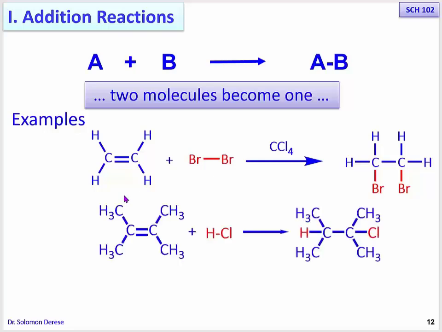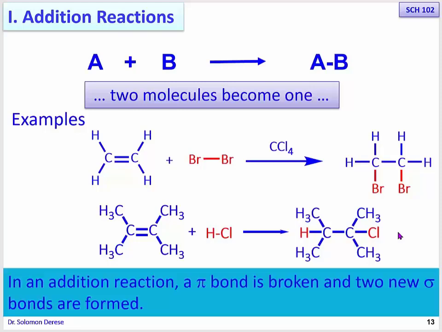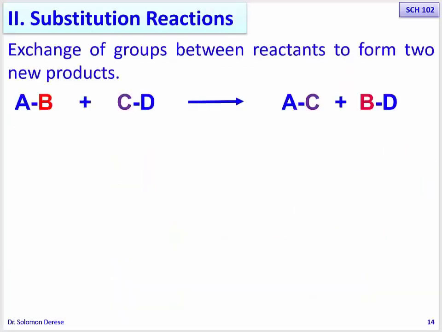Another example we look at is the addition of HCl to an alkene. In this reaction, the hydrogen will add to one of the carbons of the double bond, and then the chlorine will add to the other. As you can see here also, this pi bond is broken, and two new sigma bonds, this carbon-hydrogen bond and this carbon-chlorine bond, are formed. In summary, during the course of an addition reaction, a pi bond will be broken and two new sigma bonds will be formed. The second type of reaction is substitution reaction.